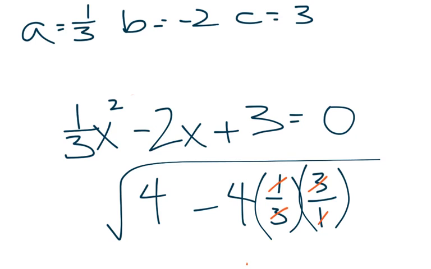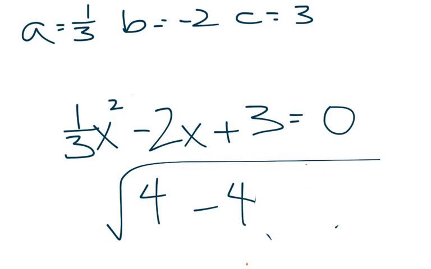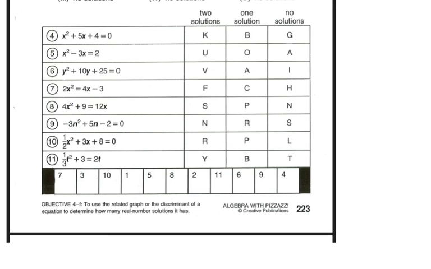So what I really have is 4 times 1, which is just going to be 4, because all of that canceled away into 1's. Well, 4 minus 4 is 0, which is one of our options. And if you remember, if the discriminant is 0, then that means that there's one real solution. So that would be this one. So 11 would be B.